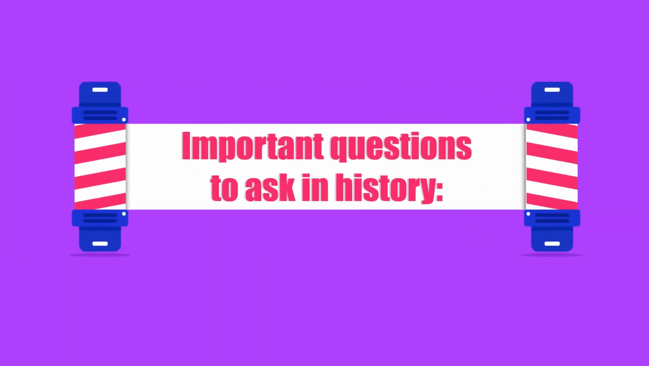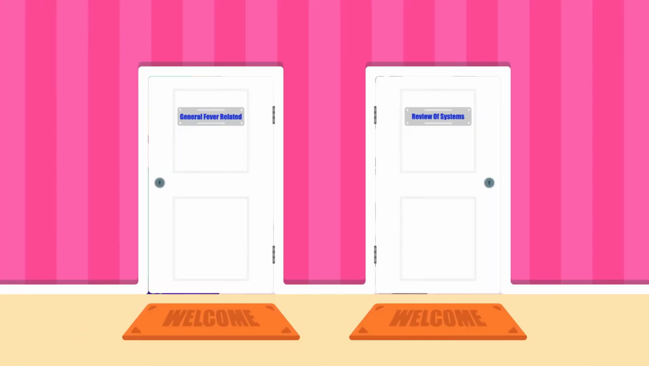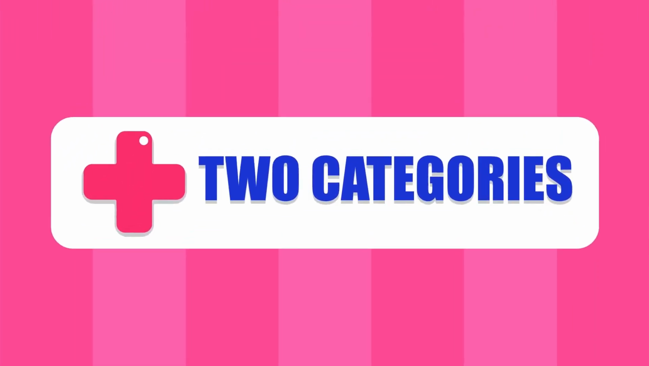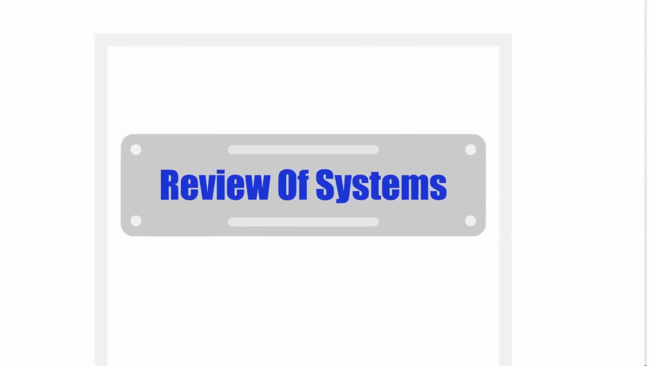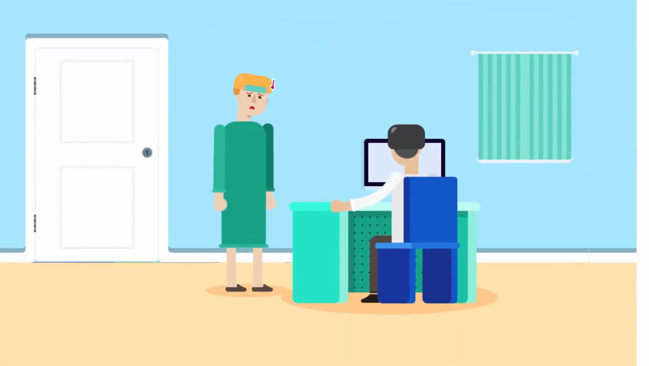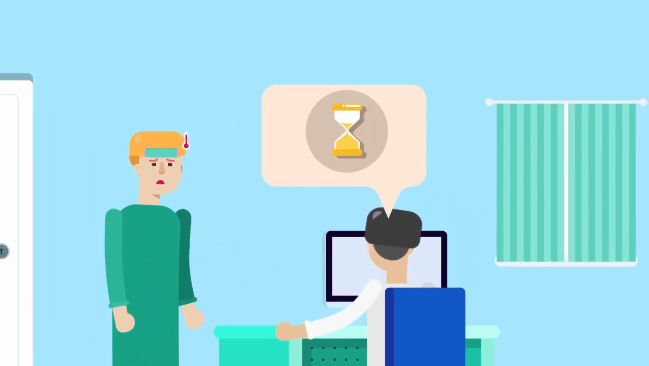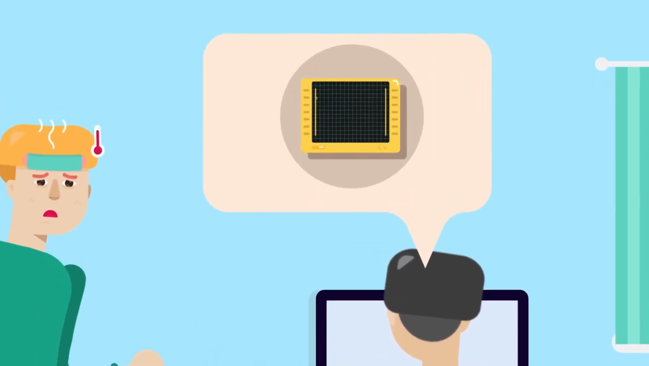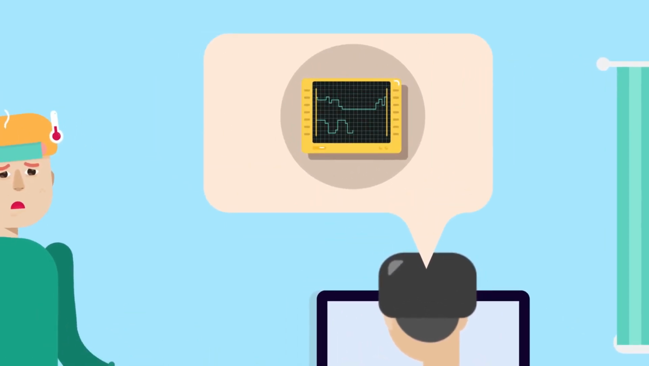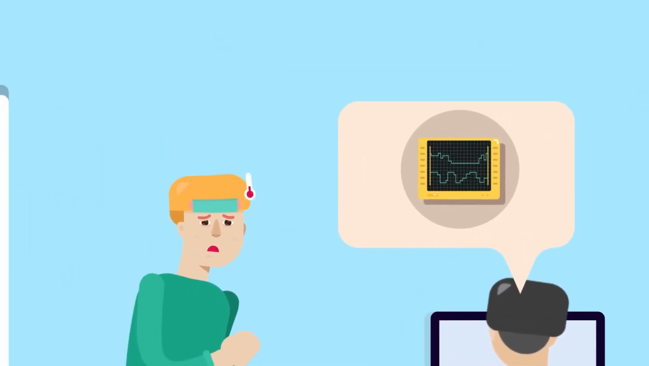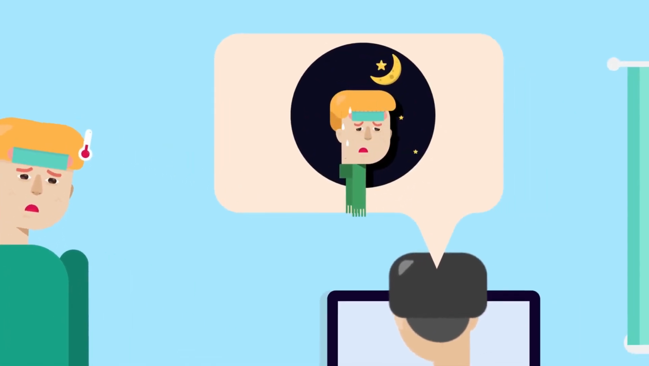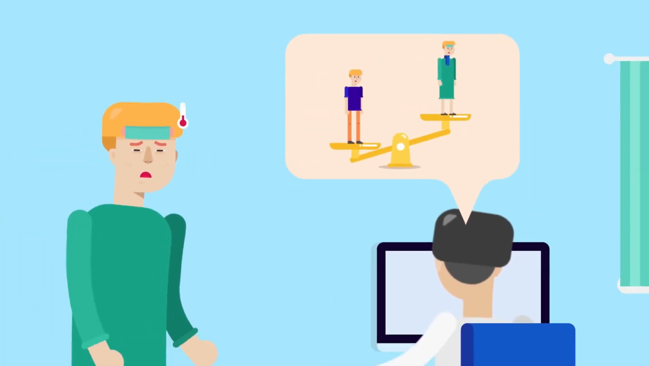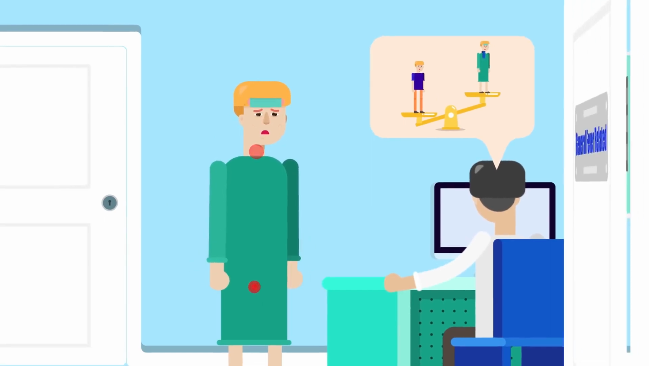Important questions to ask in history. These can be broadly divided into 2 categories: 1. General fever-related. 2. Review of systems. Fever-specific questions include the duration of fever, the timing of the fever, what time of day it is more prominent, the character, is it remitting or relapsing, is it accompanied by chills or rigors, is there night sweating, is there weight loss, is there pain anywhere?